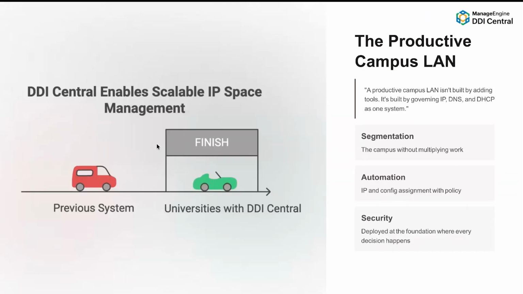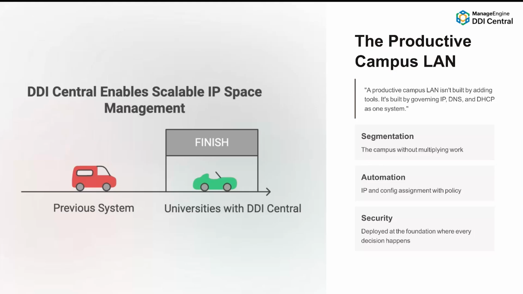So let me close the webinar with a simple picture. On the left is the previous system. The campus is moving, but it's slow because every change creates more work, more scopes, more VLAN tweaks, more DNS updates, more tickets, and more manual fixes. On the right is what changes when universities run DDI as one governed system. It's not that the campus becomes less complex, it's that you stop paying the complexity tax every day. You actually reach the finish line fast, like on a Ferrari rather than on a sluggish one. And that's the idea here.